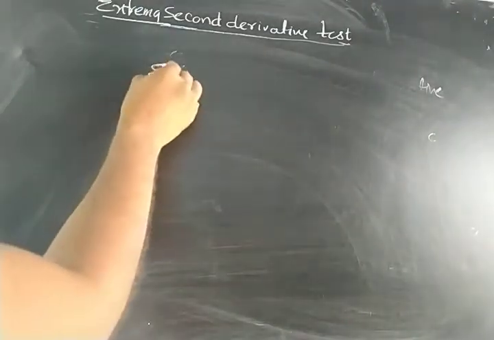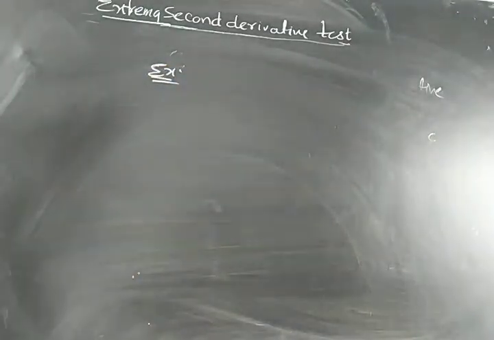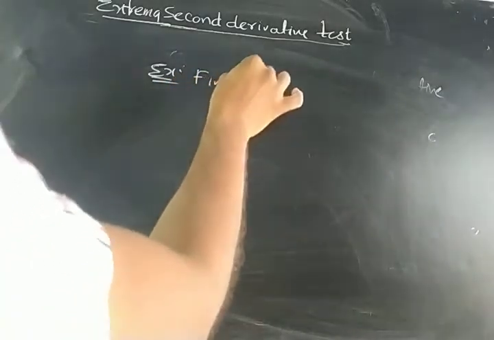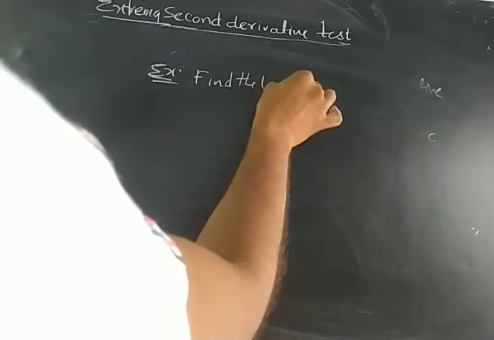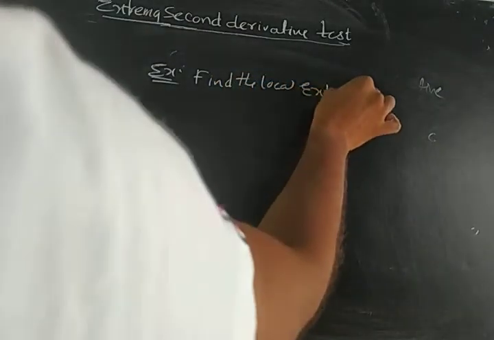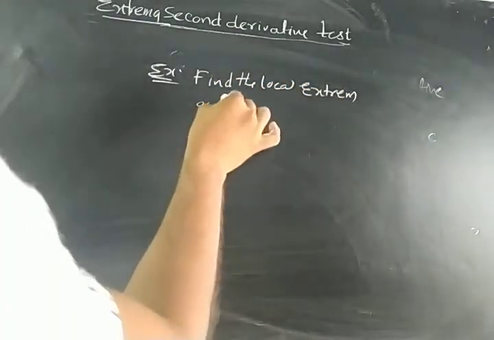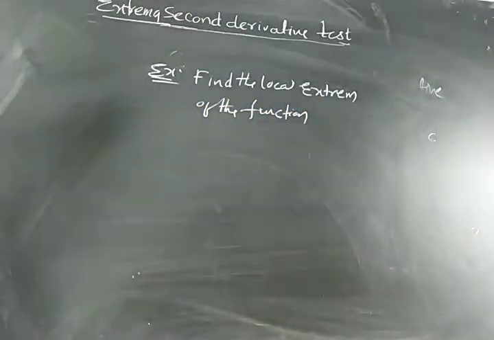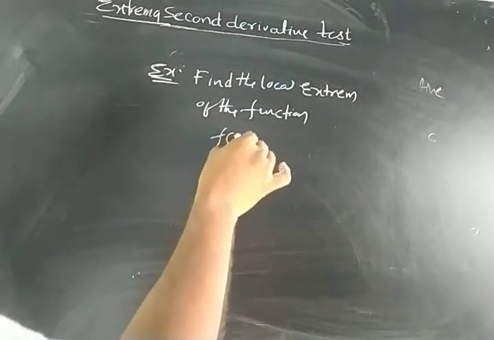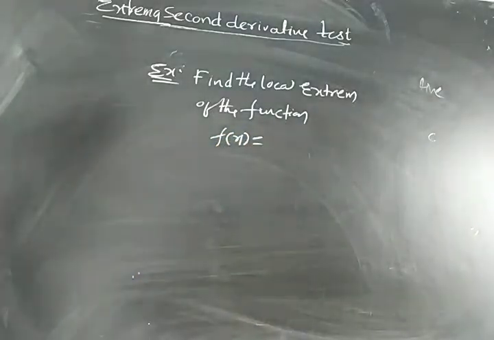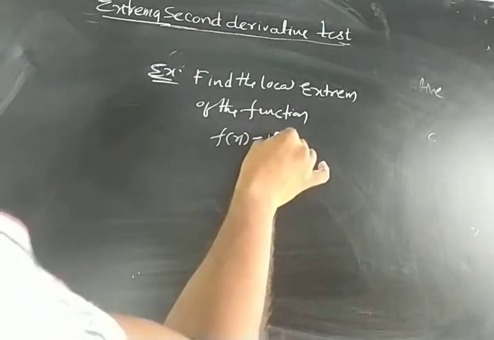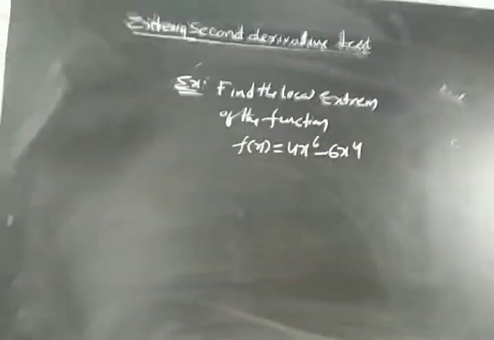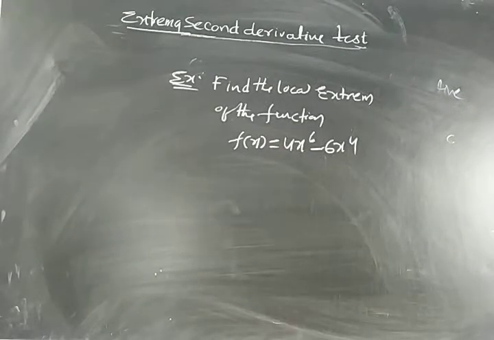Next example. Find the local extrema of the function f of x is equal to 4x power 6 minus 6x power 4. So this is the function.